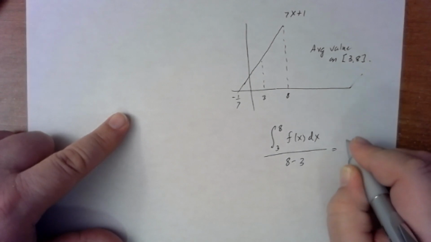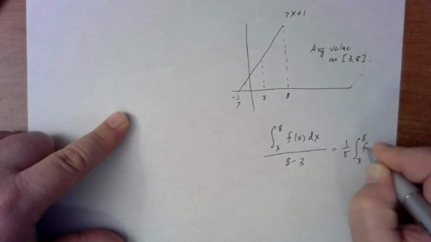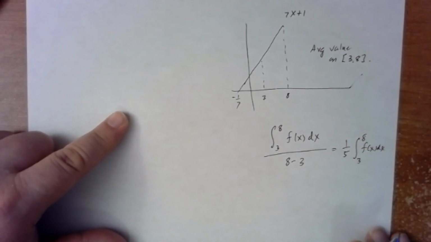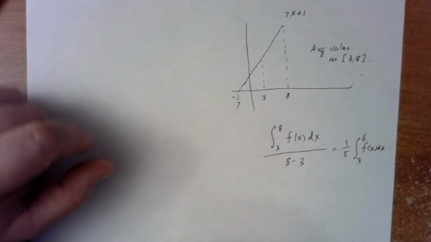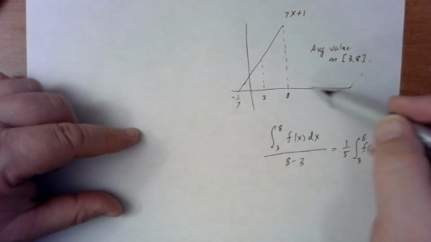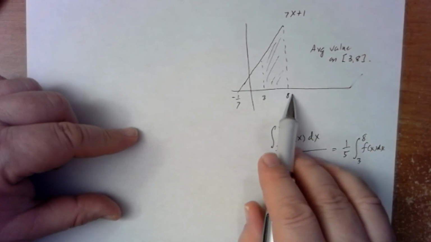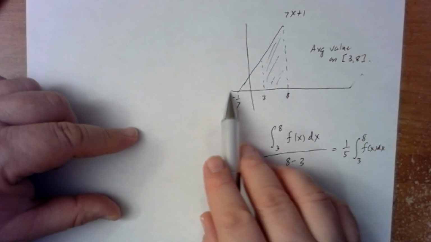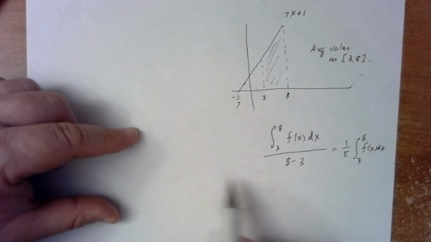Let's see, that's going to be 1/5 of the integral from 3 to 8 f of x dx. Good. So how are we going to compute this integral from 3 to 8 f of x dx? Well, I've already drawn a picture that we can use. You can take the area of the big triangle minus the area of the small triangle.